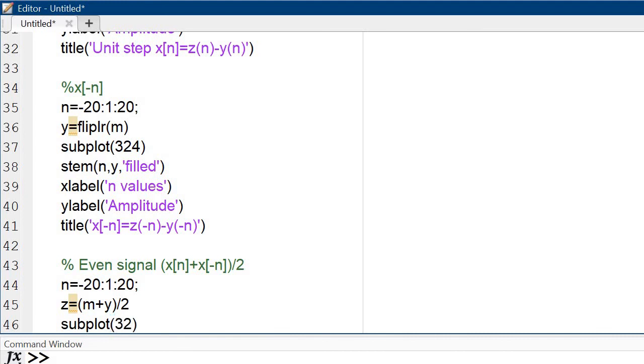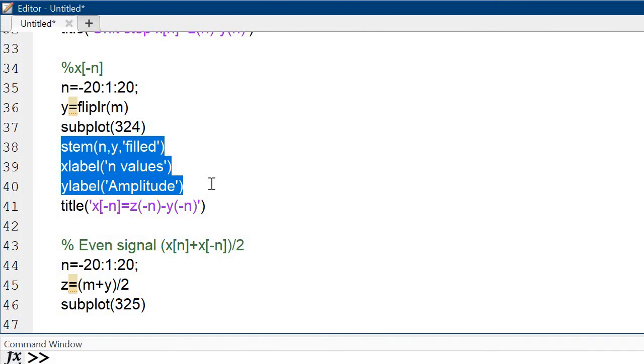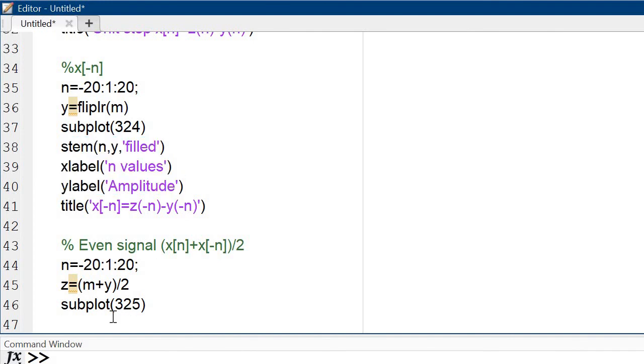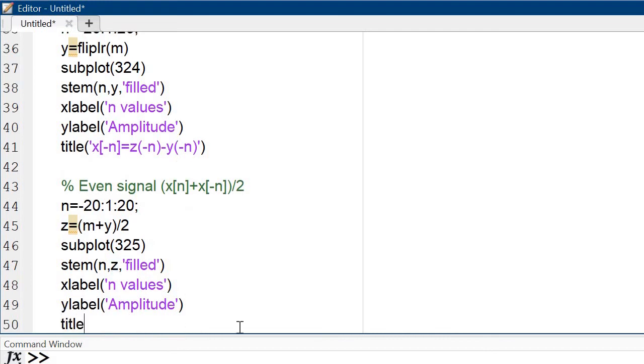Now use the subplot command over there and position, that is 3 to 5. Again use the stem command, x label, y label, and title. Now this is z, amplitude, and the title. Now what is the title basically? Even.